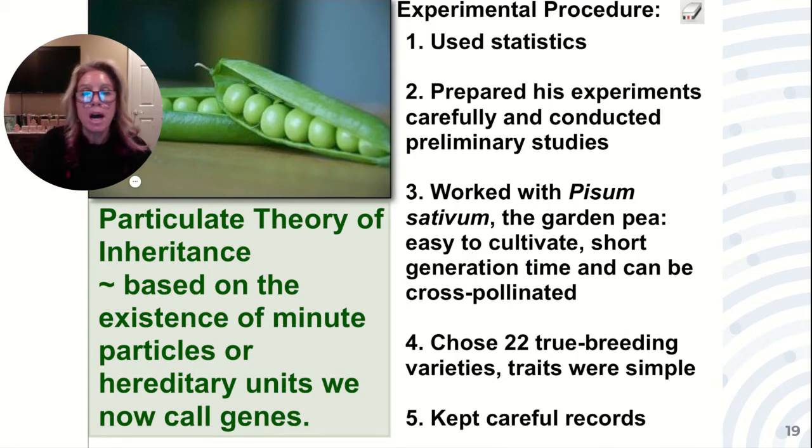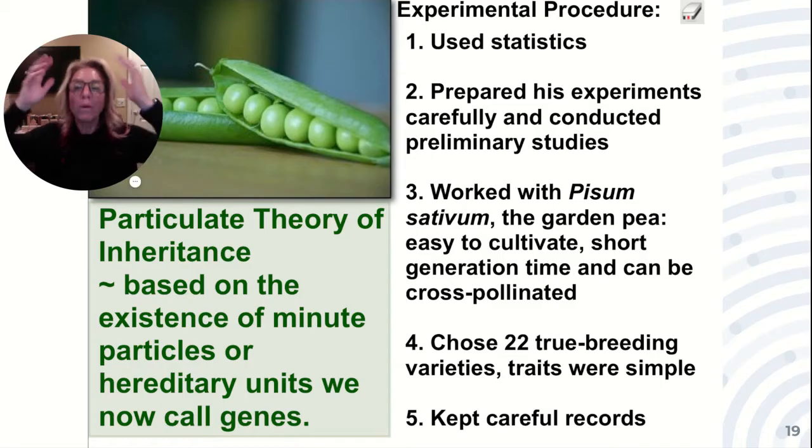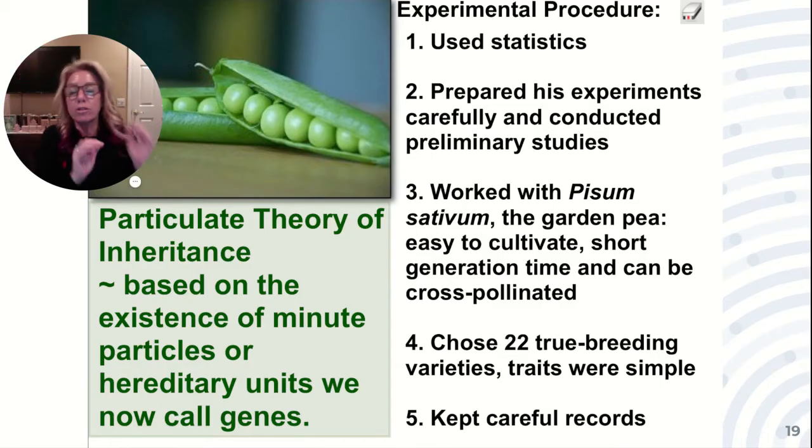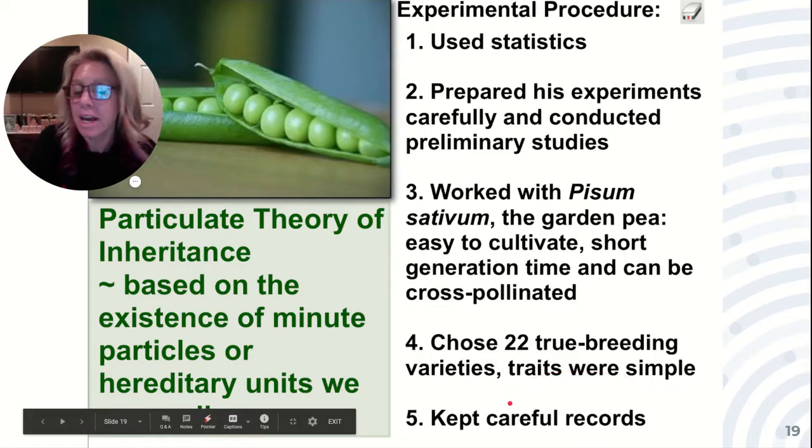He could cross-pollinate. He chose 22 true breeding varieties, and I'll go over some of those with you, like a true breeding tall plant, meaning that it always made tall offspring, and true breeding short plants, all of whose offspring were short, and then he would cross those and say, hey, what came out? Because if it was blending, if you crossed a true breeding tall pea plant with a true breeding short pea plant, then you would assume, if there was a blending form of inheritance, which was what was previously thought, that you should get a middle height, right? But it wasn't like that. The offspring were either tall or they were short, and they were at a specific ratio. And we'll talk about that. Okay, and he kept very careful records.